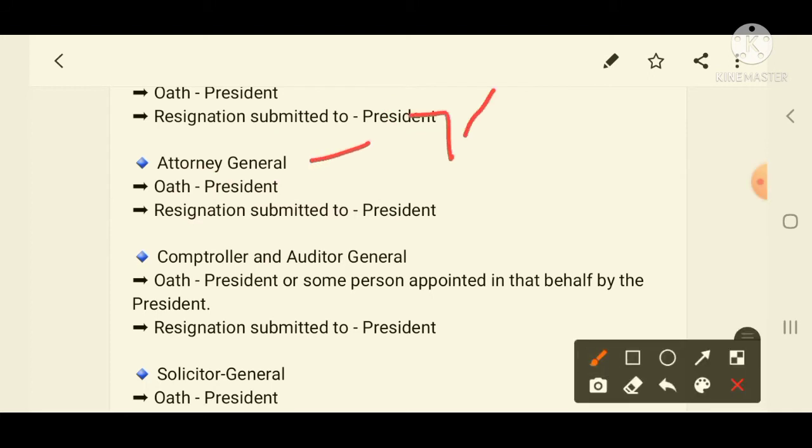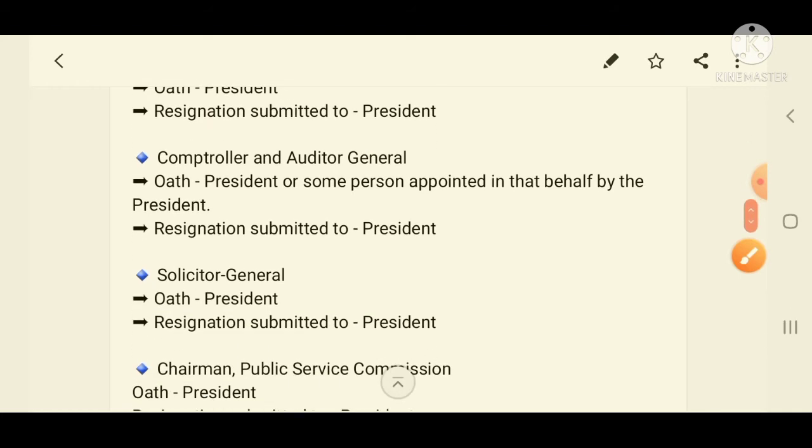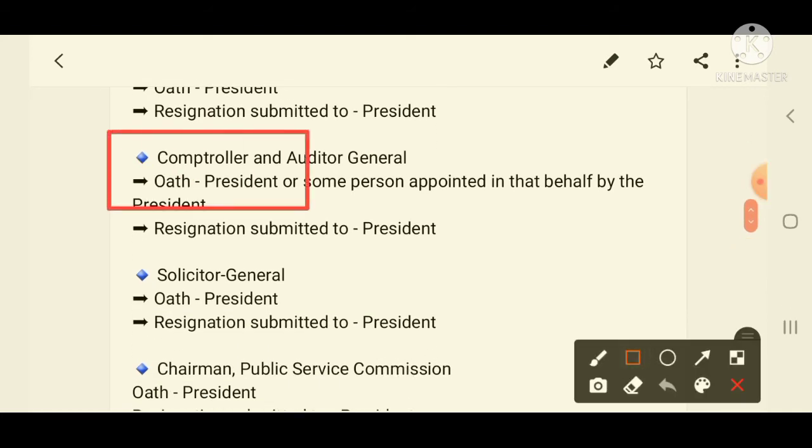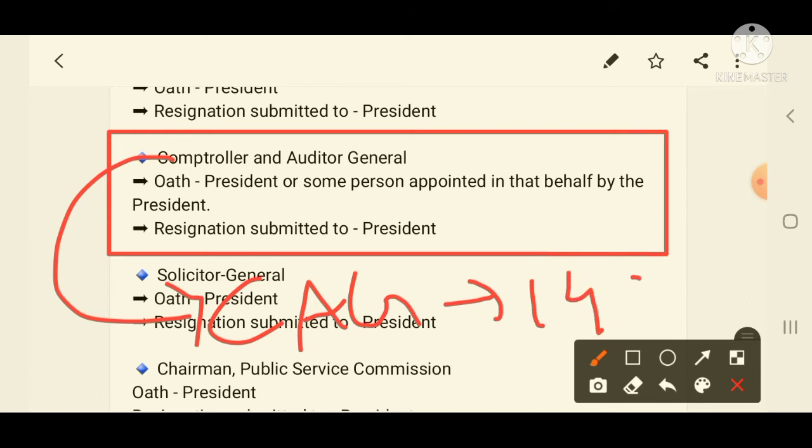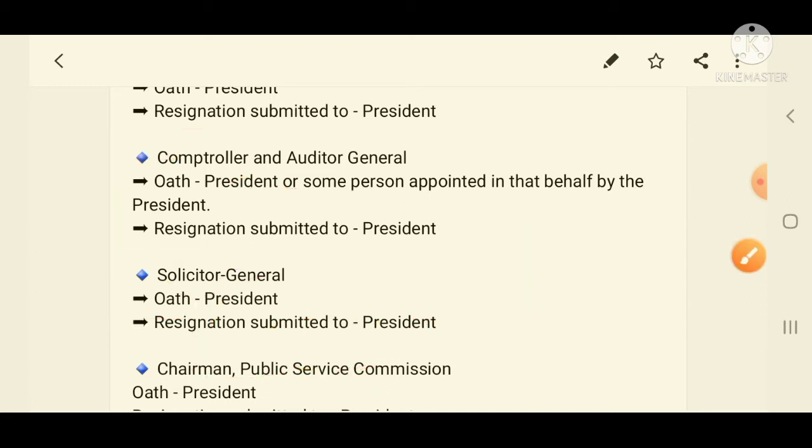The Attorney General comes under Article 76, and he is given oath and submits his resignation both to the President of India. The next post in line is Comptroller and Auditor General. Which article talks about the Comptroller and Auditor General? In short, it is called CAG. Article 148 talks about CAG in the Indian Constitution, and if a new CAG is being elected, he is given oath again by the President of India and he submits his resignation again to the President of India only. I think all of you have understood till CAG.